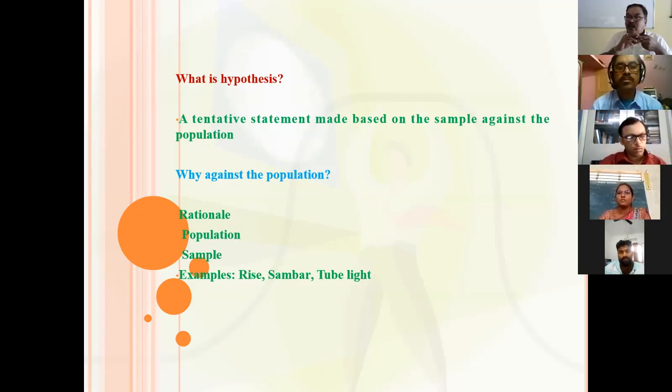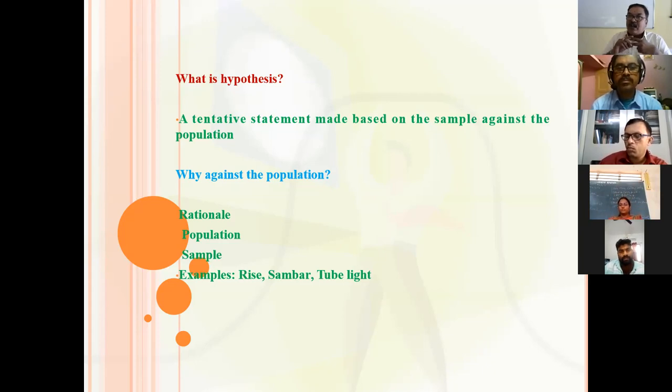Generally we construct two types of hypothesis: null hypothesis and alternative hypothesis. Let me also make it clear that we are going to test only the null hypothesis, the first hypothesis, H0, not the alternative hypothesis. The alternative hypothesis cannot be tested. It is not possible. You can test only the null hypothesis.